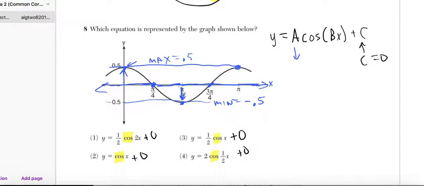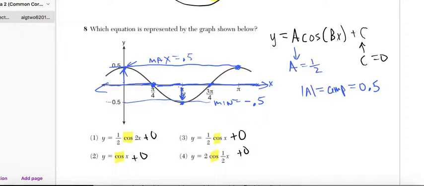So the absolute value of a is the amplitude, I'll call it amp, and it is equal to 0.5. So a has to be either 0.5 or negative 0.5, which is also 1/2. Since none of these have a negative a value, we know a has to equal a half.